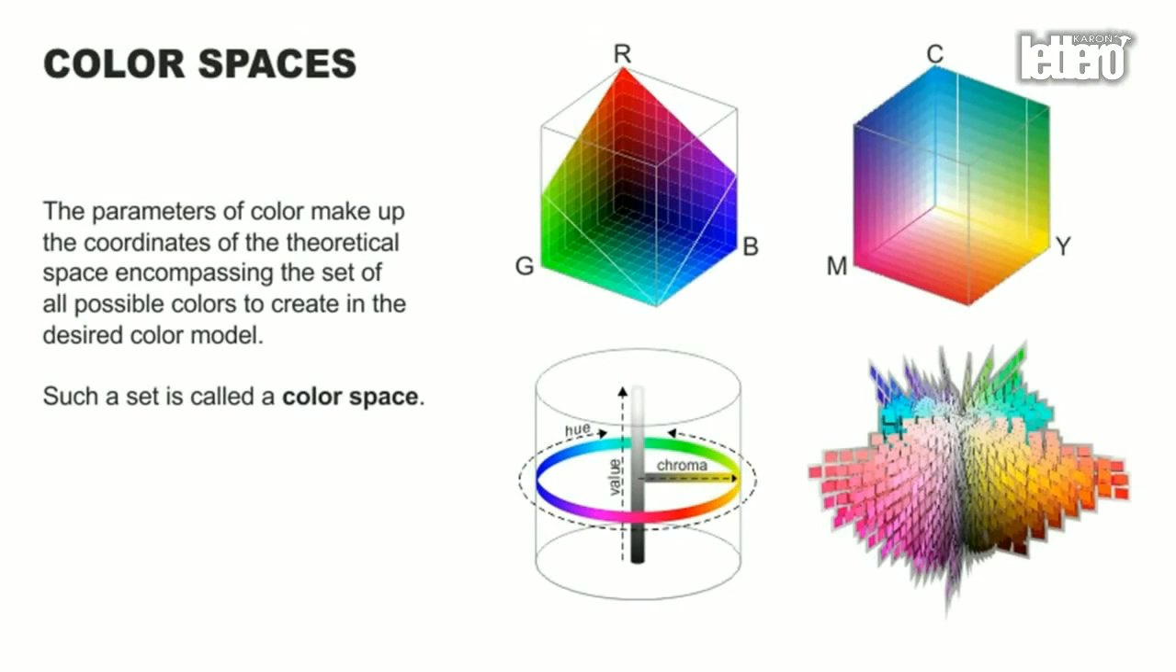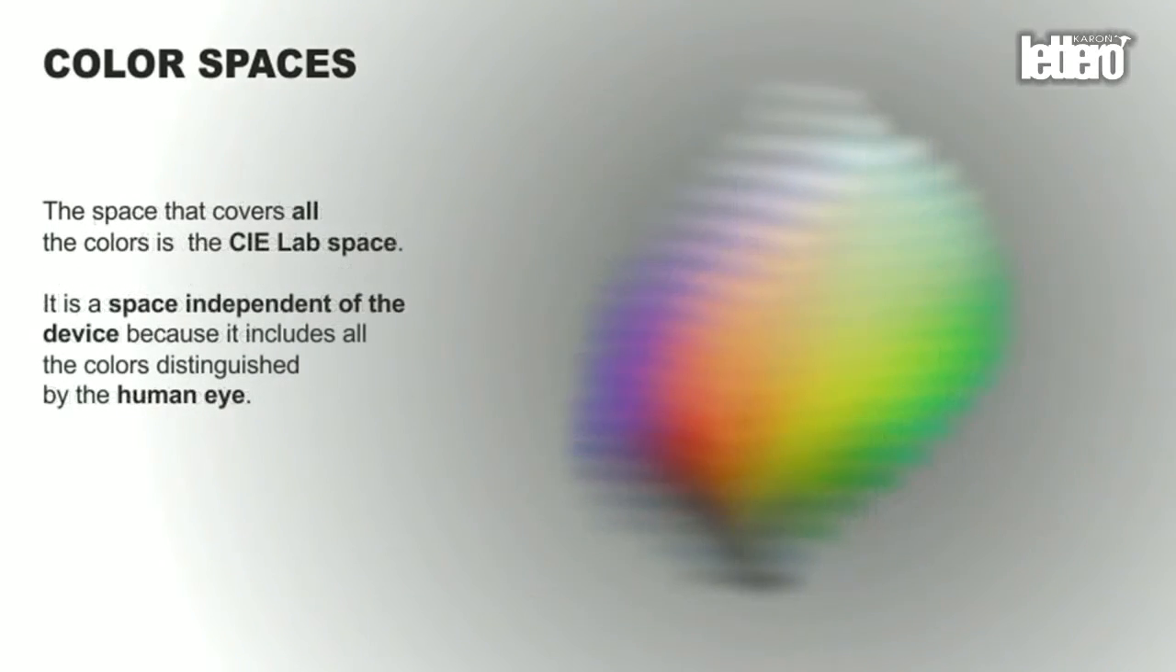The parameters of colour make up the coordinates of a theoretical space encompassing the set of all possible colours in a given colour model. This set is called a colour space. The CIE Lab space is a space that covers all colours. It is device independent because it includes all colours distinguished by the human eye.